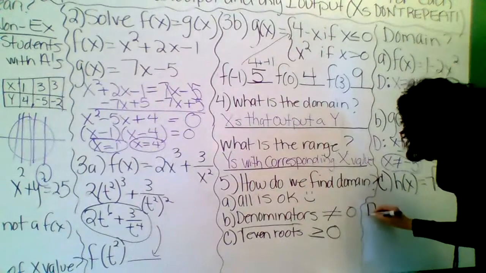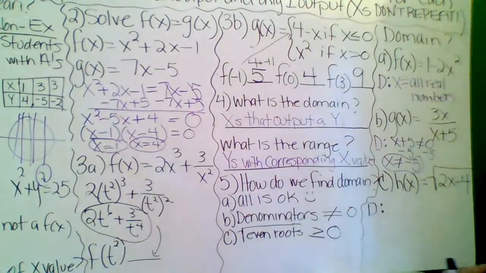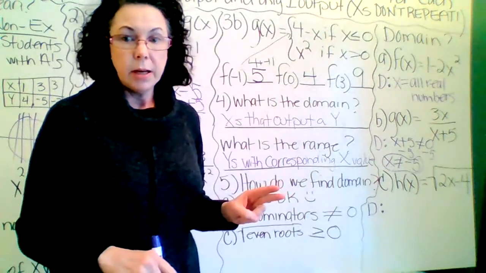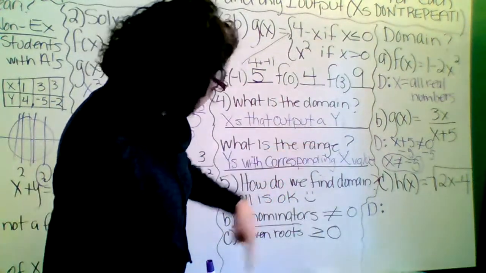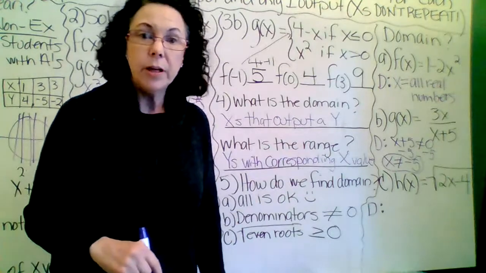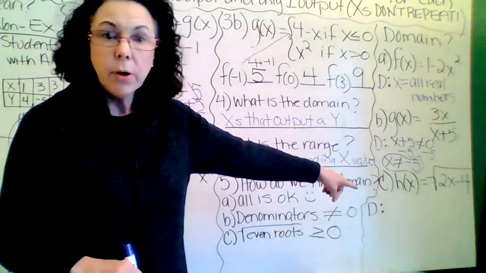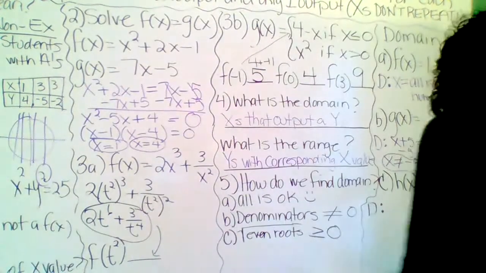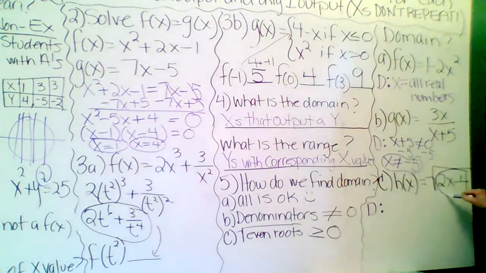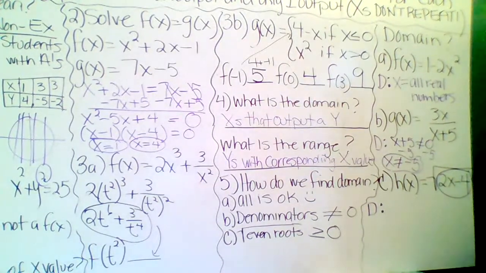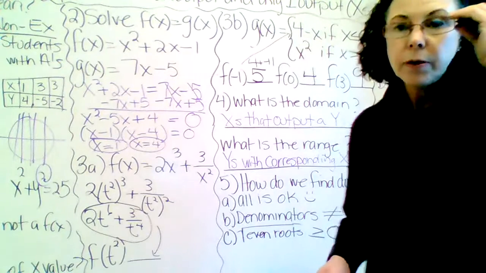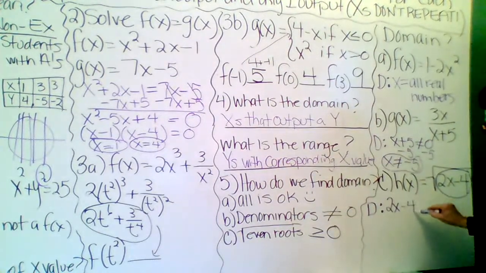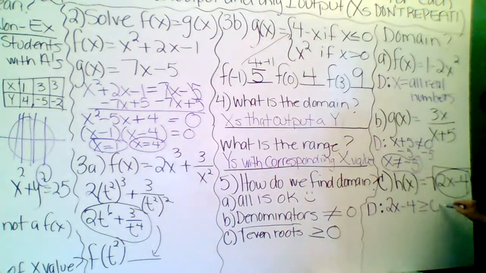Number 2, denominators cannot be 0. I don't have any denominators. Number 3, even roots have to be greater than or equal to 0. This is a square root. Okay, what does this mean for me? This basically means that 2x minus 4 right here has to be positive, right? I can't take the square root of a negative number. 2x minus 4 has to be greater than or equal to 0, right?